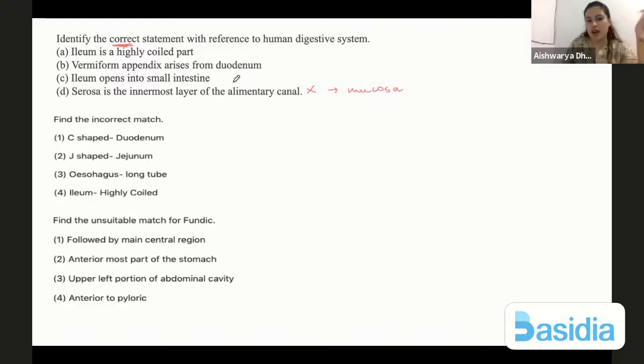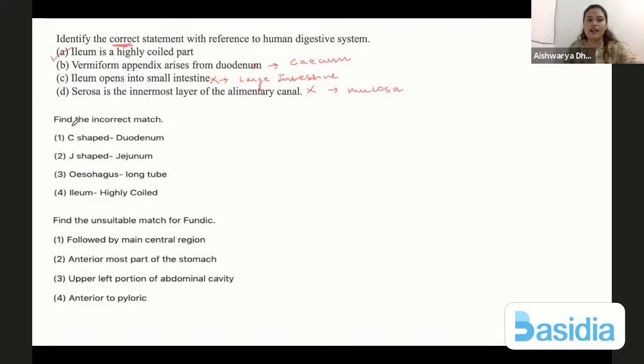The innermost layer is mucosa. Serosa is the outermost. Ileum is a part of the small intestine. Ileum opens into the large intestine, not the small intestine. So incorrect. Vermiform appendix does not arise from duodenum. It arises from cecum. And ileum is a highly coiled part. This is the correct option.